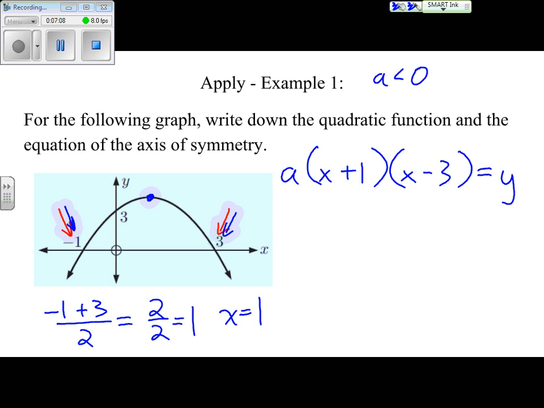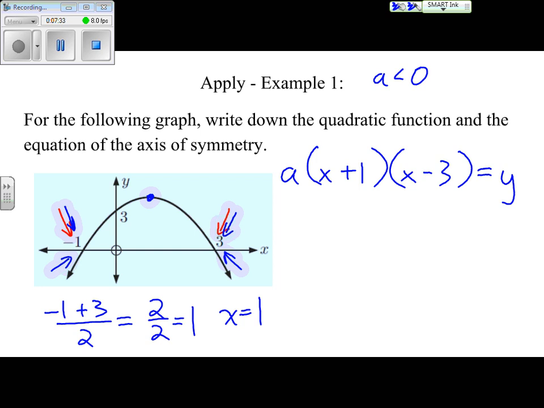But how do I know exactly what this a value is? So the first thing I'm going to look at is, do I have a point anywhere that I actually know some values for? I have a couple points, actually. I've got these two values right here, which have x values of negative 1 and 3, but then have y values of 0. The problem is, if I plug those in, I will end up with a 0, and everything will cancel out.